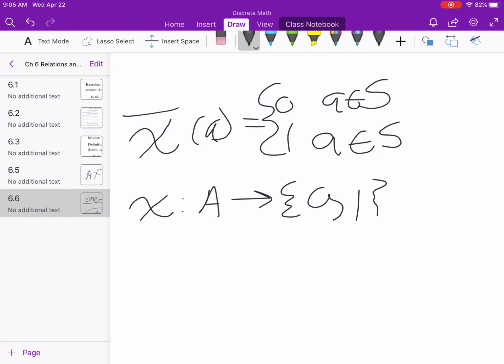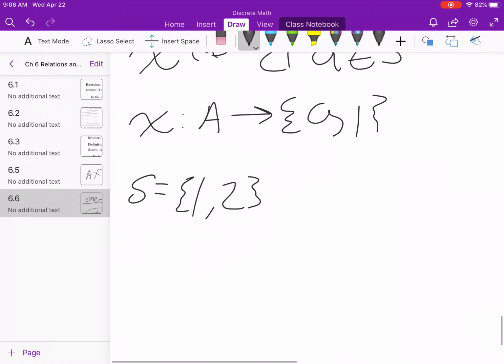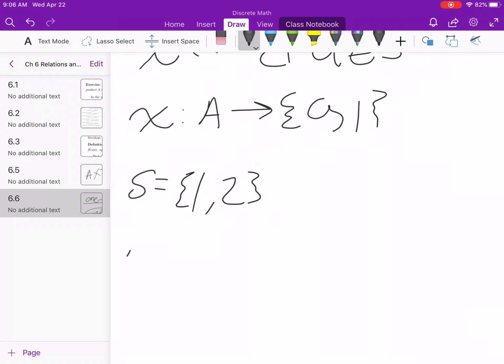One thing I could do is just do a small example. I'll define my subset S to be the set 1, 2. And I could define another set A, that's sort of the superset. I could make it 1, 2, 3, 5.